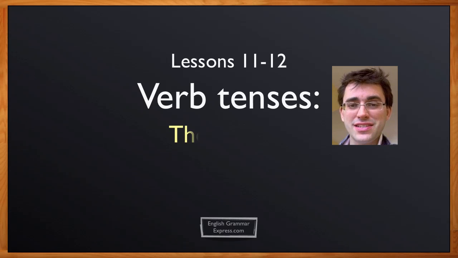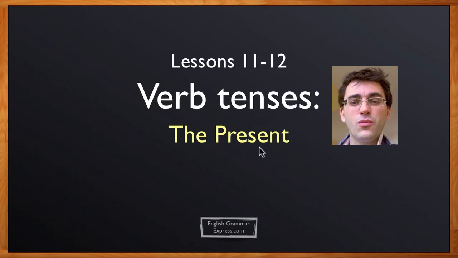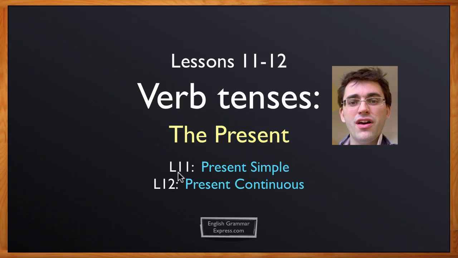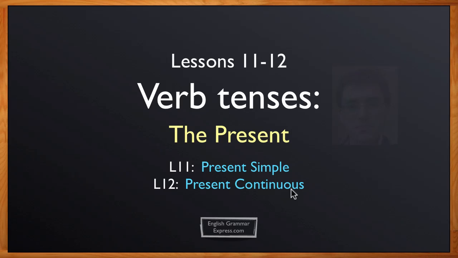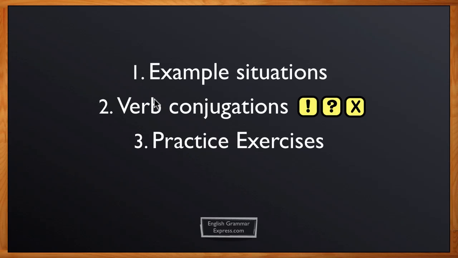In the next two lessons, we're looking at verb tenses for the present. And we're going to concentrate on the present simple and the present continuous. Now, each lesson will be divided into three parts. Part one will be example situations.